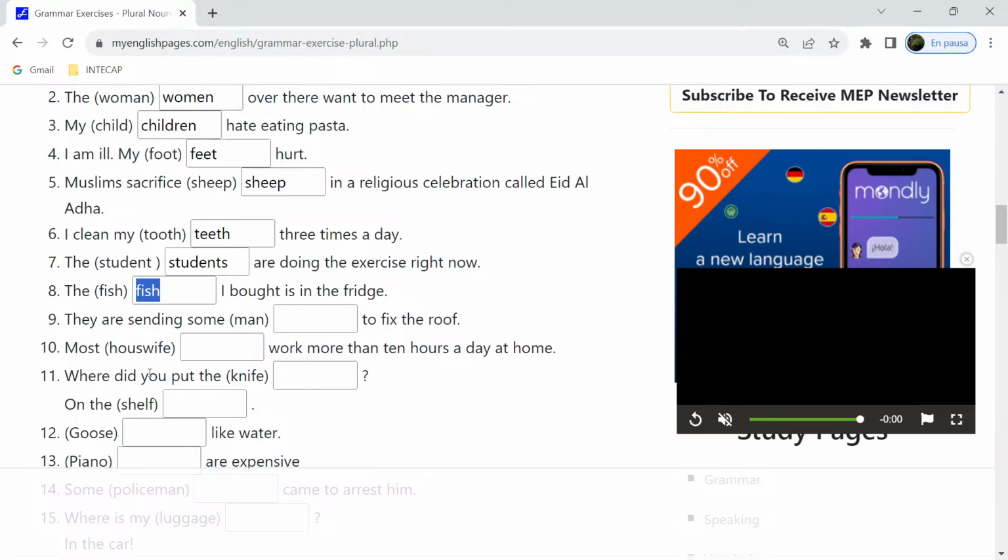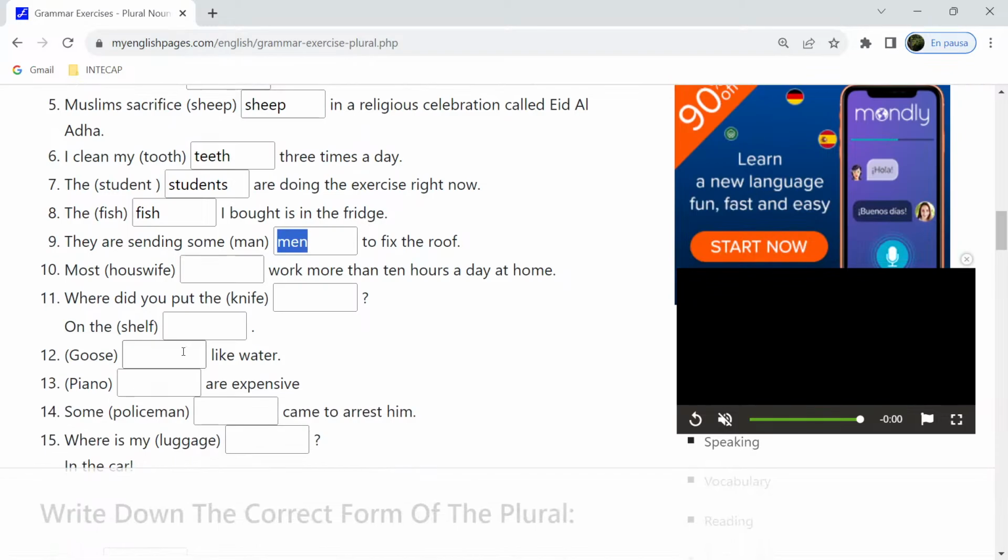Now let's go with number 9. Esperanza, could you help me out, please, with number 9? Yes, teacher. They are sending some men to fix the roof. Cool. So they are sending some men to fix the roof, right? Remember, the key here, guys, is the pronunciation. Man, men. It's very sharp. Now let's go with number 10.